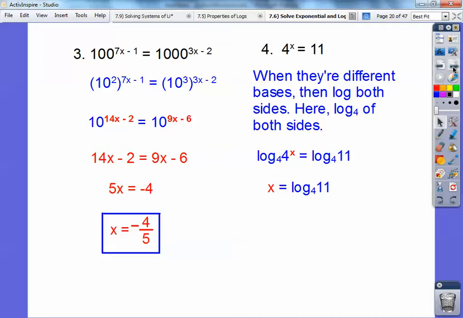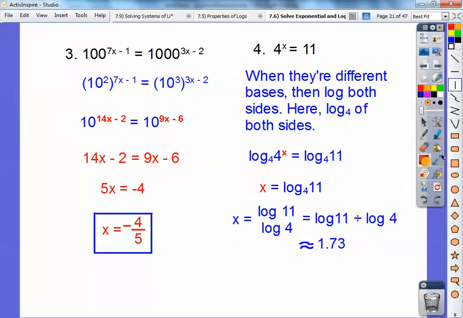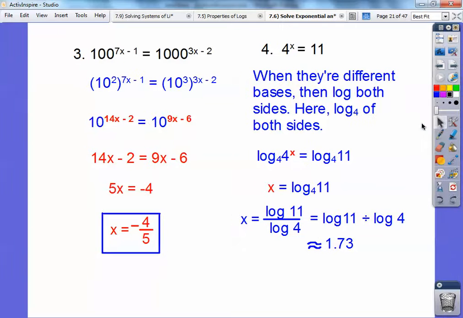All right, and then to get your calculator response on this, you use the change of base formula. Whoops, there's supposed to be a fraction bar right there. Let me put that in. So log base 4 of 11 is log 11 over log 4, and these are now base 10 because there's no base written, and I have base 10 in my calculator. So punch in log of 11, then divide by log of 4, and you should get 1.73.